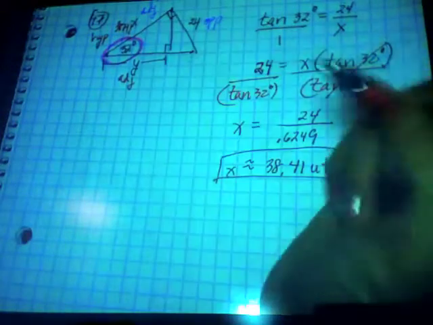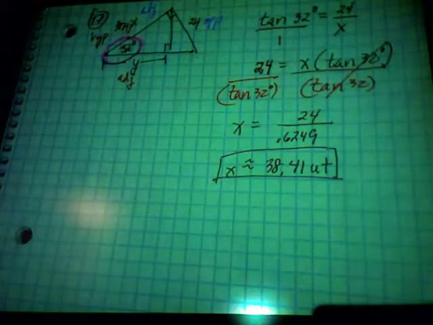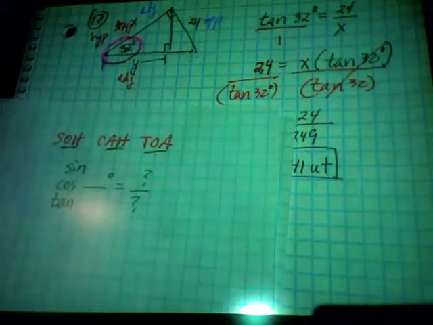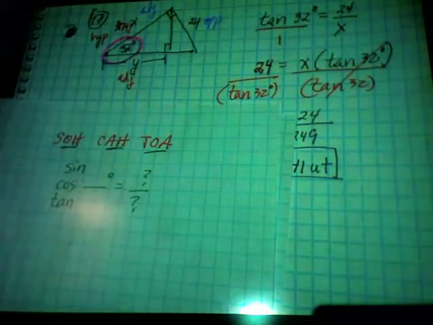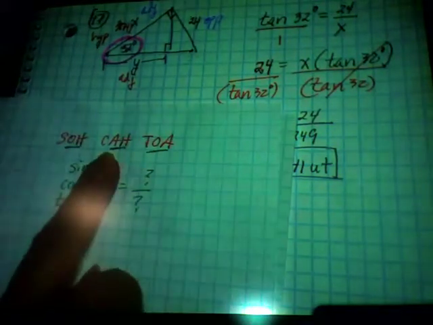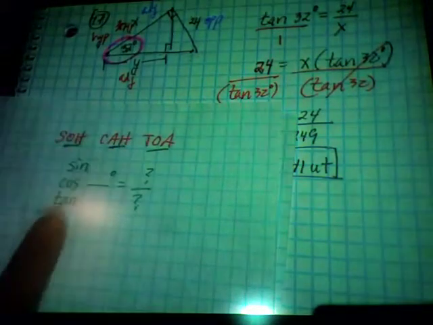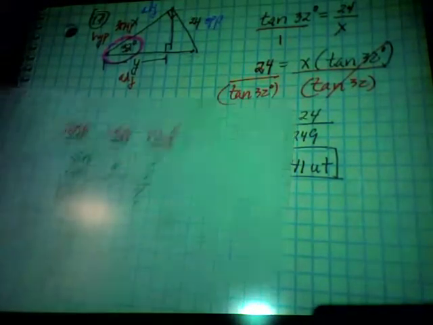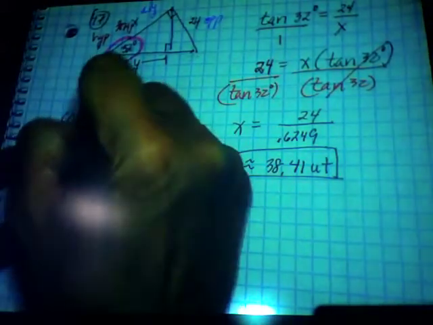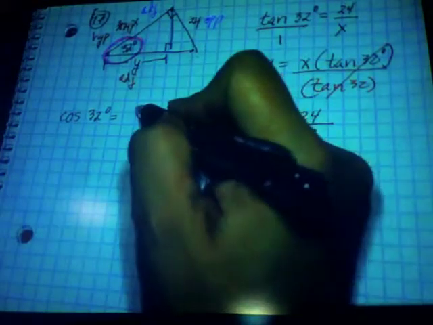Is it leg adjacent or leg opposite? Because that's all that's left. This is adjacent. So back to SOHCAHTOA. What's A and H? A and H is cosine. So I know I'm choosing cosine, and I'm going to create this equation. I know my degree is 32 degrees, and cosine is adjacent over hypotenuse, caught another hippie. So adjacent is y, and hypotenuse is 38.41.